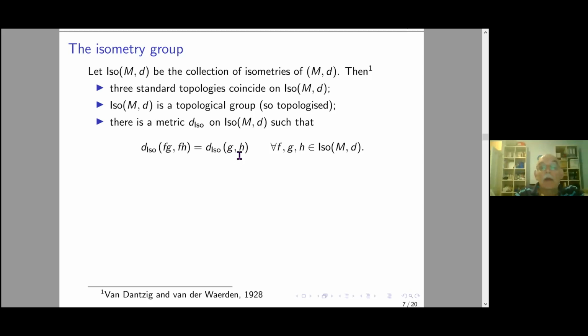So if I take three isometries, F and G and H, then the distance between G and H is the same as the distance between FG and FH. So this is another example of a left invariant metric on a topological group.